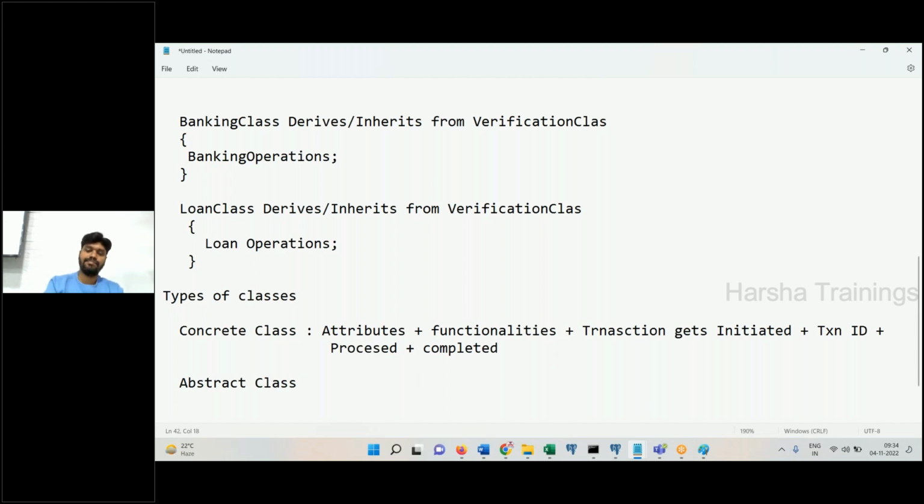Now, abstract class. A class is a class, right? Abstract or concrete, no matter. A class will have attributes plus functionalities. So an abstract class will have attributes plus functionalities. A concrete class also will have attributes plus functionalities. What is the meaning of abstract?